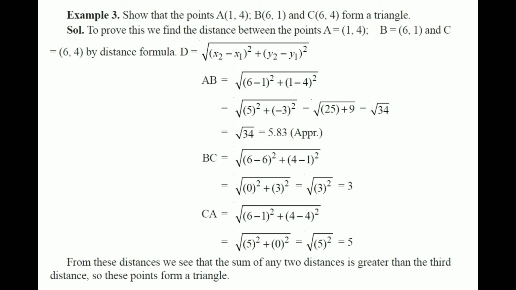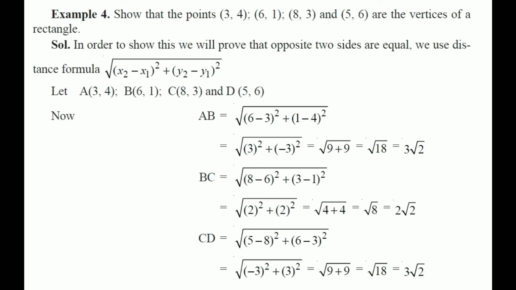Now we proceed further. Example 4. Show that the points (3, 4), (6, 1), (8, 3) and (5, 6) are the vertices of a rectangle. To make this a rectangle, we have to prove that the opposite sides of the rectangle are of equal measure. Their size is equal. Means again we use the distance formula, and we have to calculate all four distances AB, BC, CD, DA. We calculate them one by one.